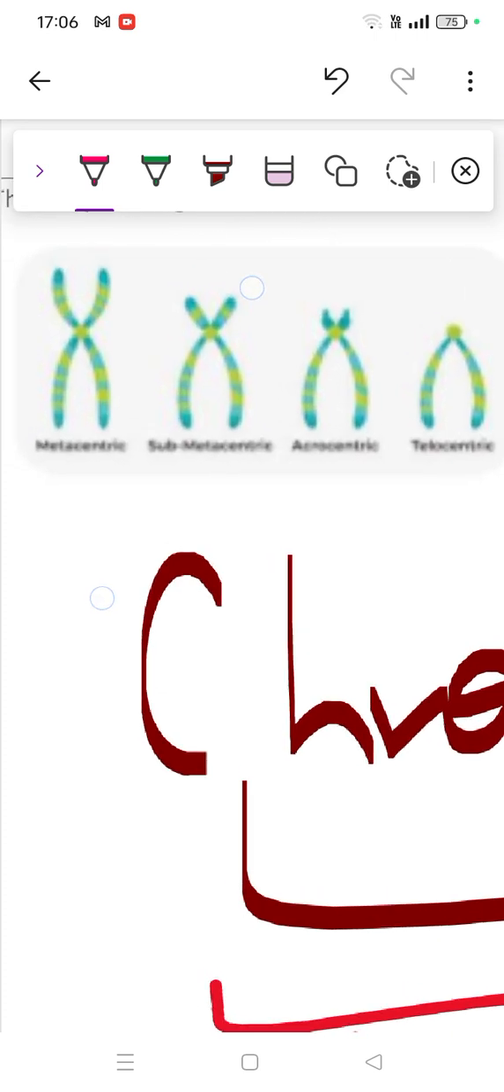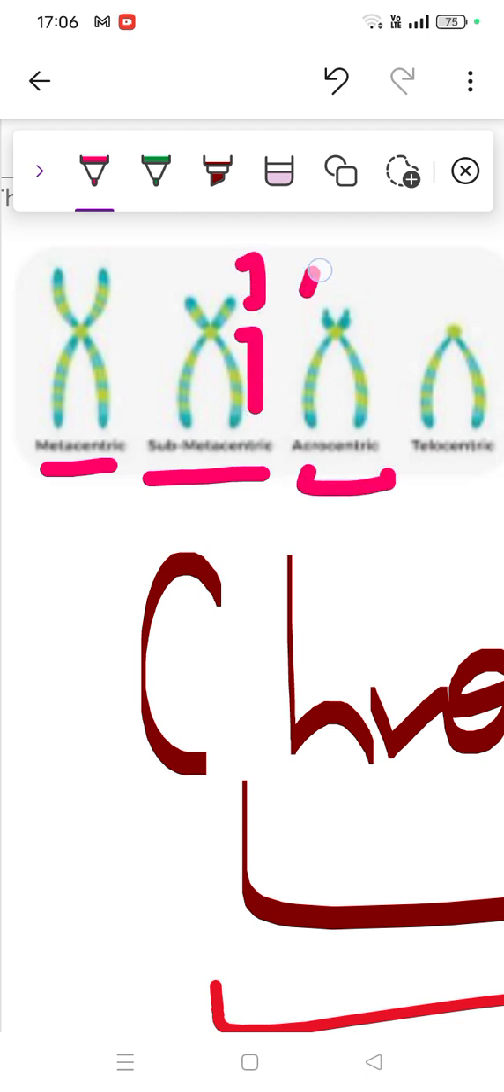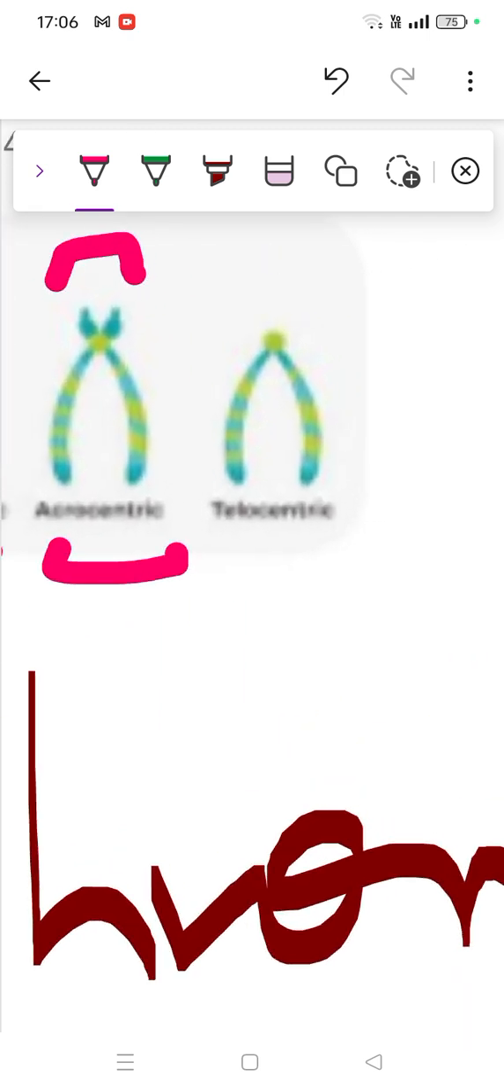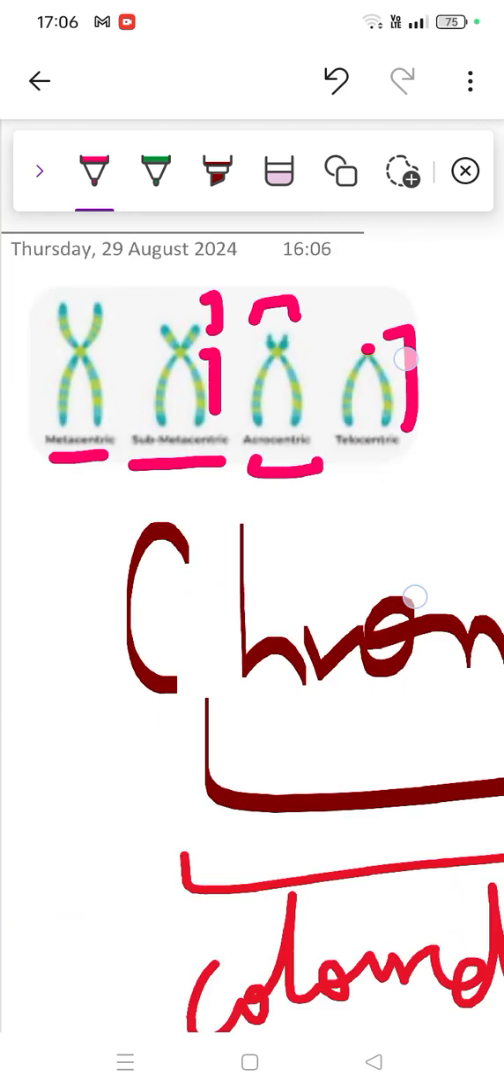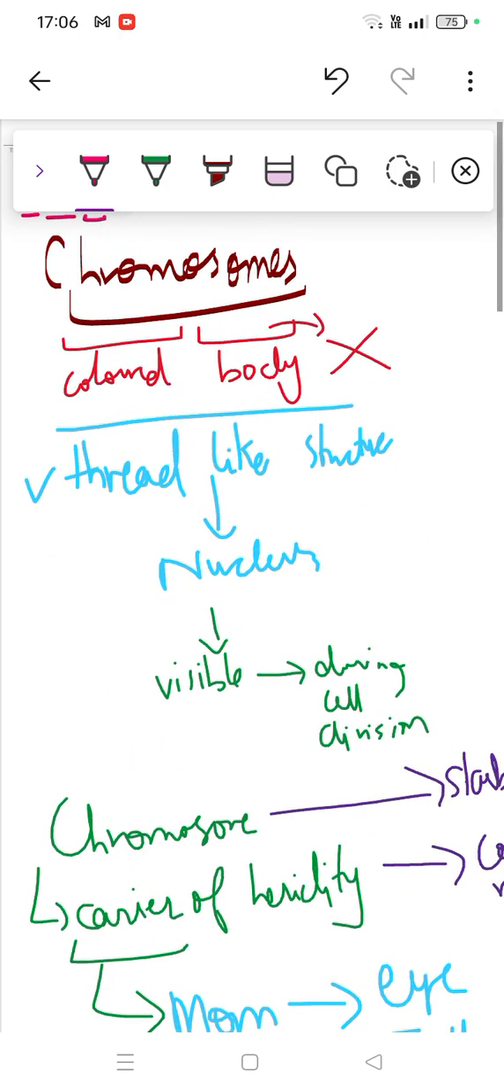So here's the picture. This is called metacentric. You can see equal arms. In submetacentric, the lower arm becomes a little longer than the upper side. Here, called acrocentric, a smaller upper arm is still present. But in telocentric, the centromere comes at the end and no remaining part of the upper arm is there. So these are the types basically.